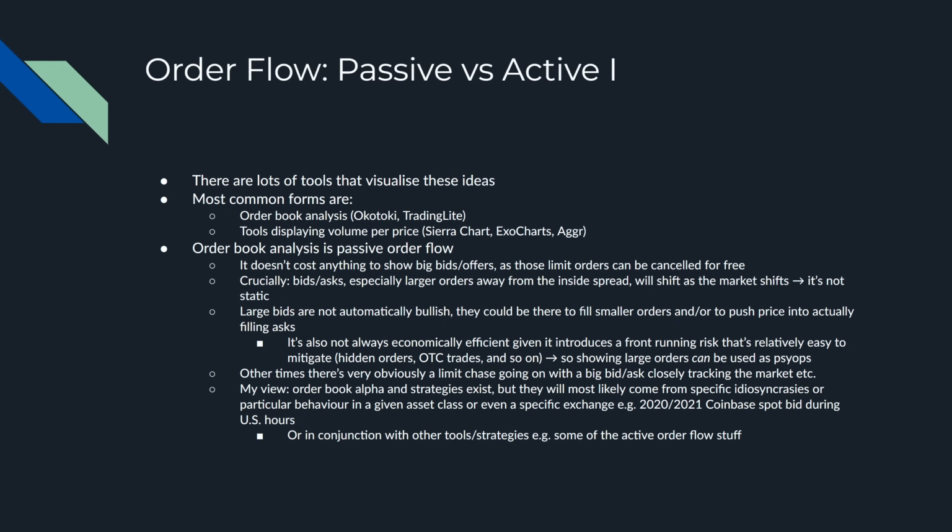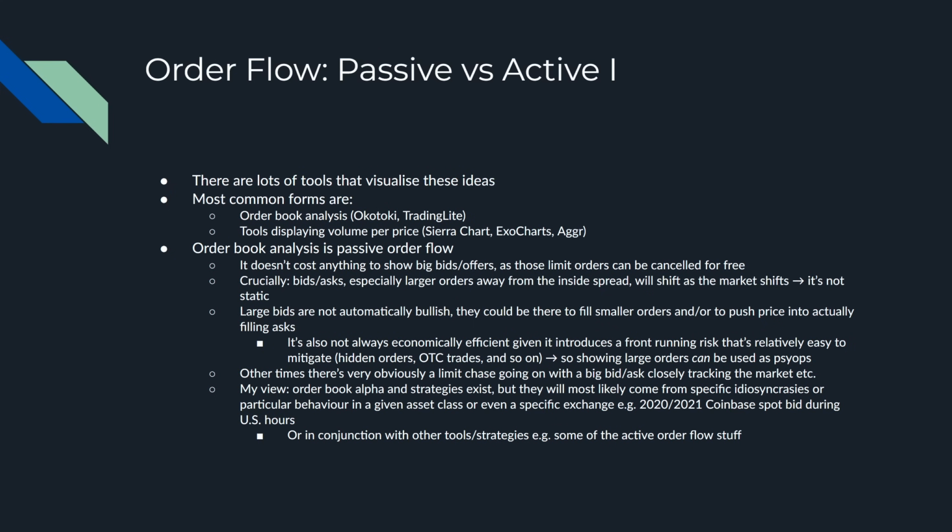Order flow, passive and active. There are lots of tools that visualize order flow ideas. The most common forms are the following. You get some sort of order book analysis. We looked at Okotoki, you've got TradingLite, etc. You look at your heat maps, seeing where those passive orders are resting and how they're being moved. And then you've got tools displaying volume per price, that's your Sierra Chart, ExoCharts, or any kind of CVD type of information. Those are showing active order flow.